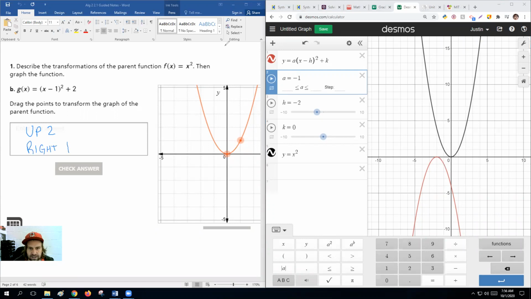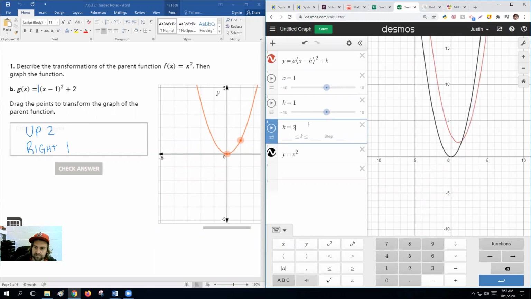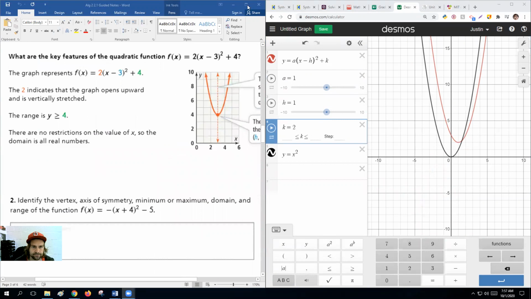So let's just double check that. So there's no number on the outside. Well, technically there is a 1, a positive 1 on the outside. So we'll make a equal +1. X minus h, h would be a +1 if it's minus +1, and then k would be a +2. And so look, that graph did the same thing, it's just moved up 2 and right 1. Okay. Hopefully we're feeling all right with this and we can move on to the next part.